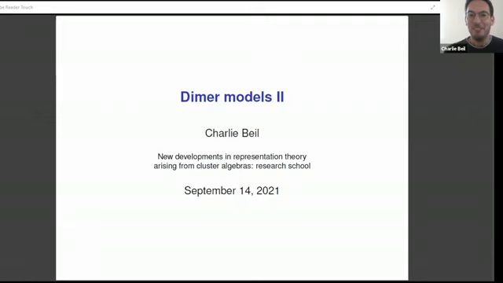Okay, so today we continue from yesterday, and I'll review some of the definitions because there were a number of them. If you haven't seen these before, then it goes pretty quick.